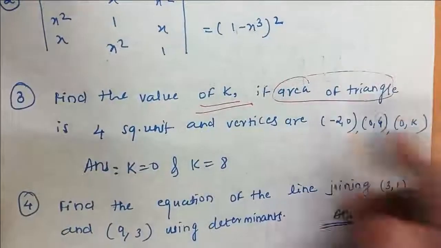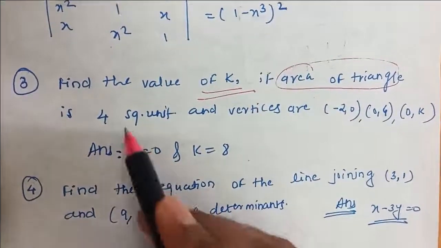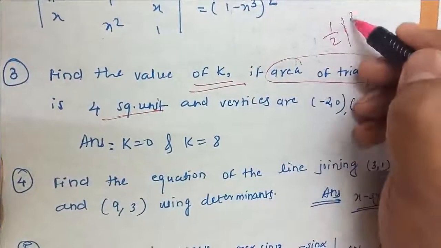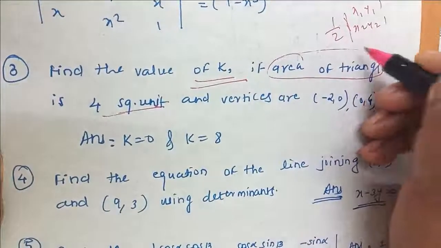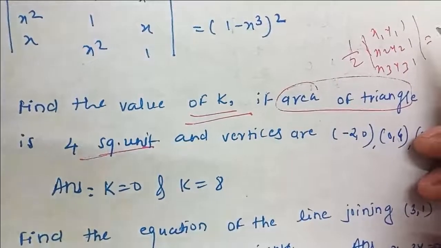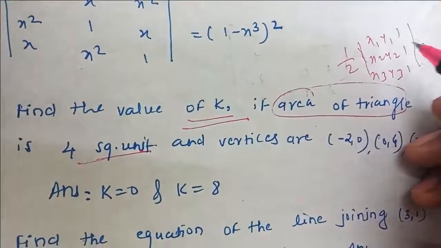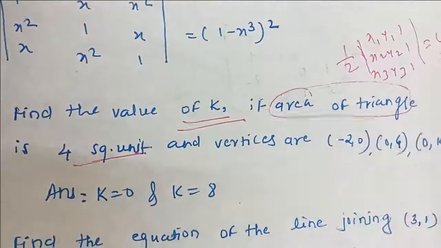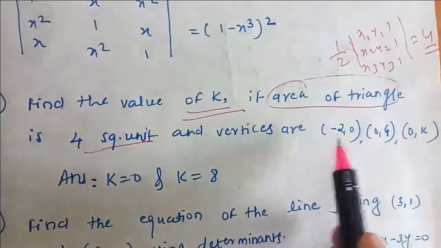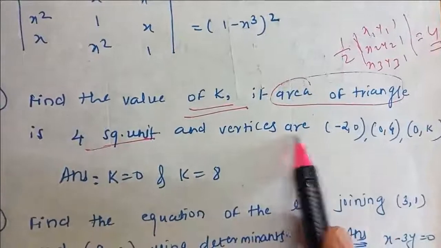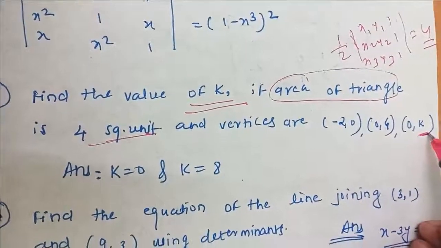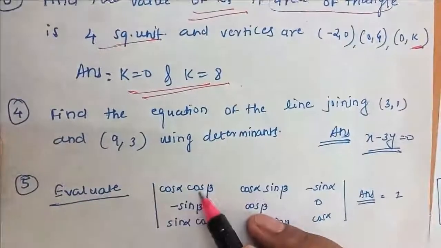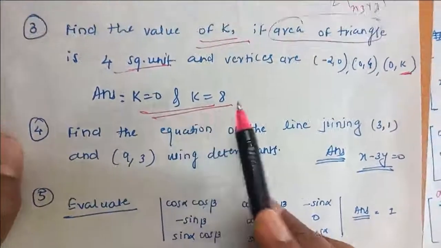If the area of the triangle is 4, that means again this problem is on area of triangle. The area of the triangle is given, so we know that it is 1 by 2 determinant of x1 y1 1, x2 y2 1, x3 y3 1. This is the area of the triangle using determinant, equal to 4, because the area is already given. The vertices and area are given, and only the k value we have to find out. Expand the determinant and you will get the k value. The answer I have also given: k has 2 values, so definitely it will be quadratic. k is equal to 0 and k is equal to 8.